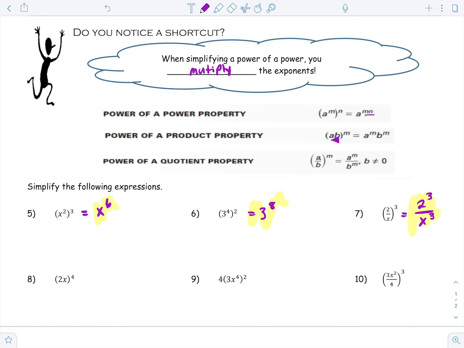So now, number 8, we have 2x raised to the 4th. Notice that 2x written side by side just means there's a product. So this is the perfect time to use this middle rule. Our product being raised to an exponent means that we take each part and raise it to that exponent. So in this situation, we have 2 to the 4th and then x to the 4th. 2 to the 4th is 16. So it becomes 16x to the 4th. And we're done.